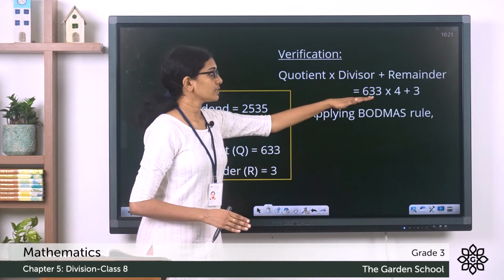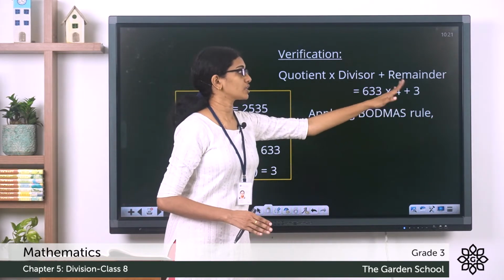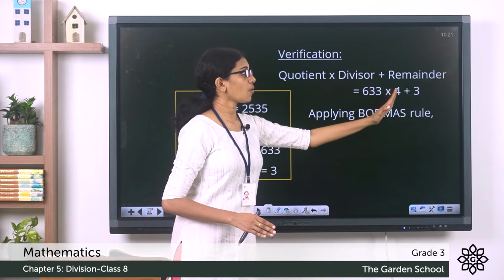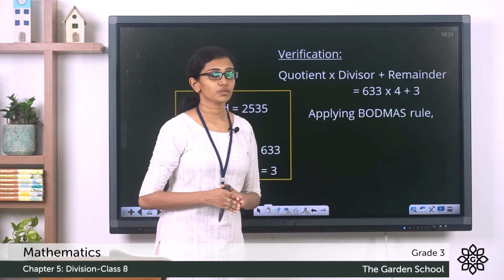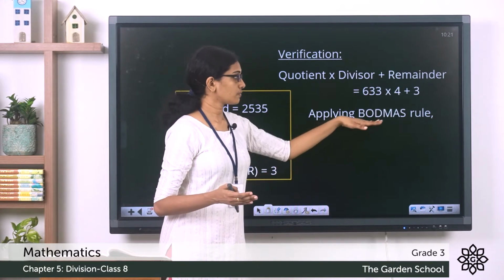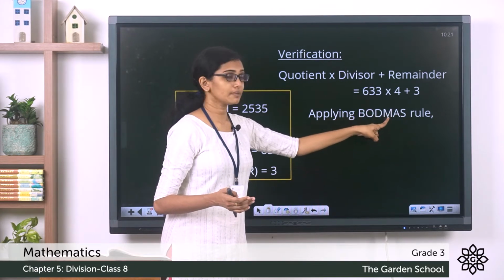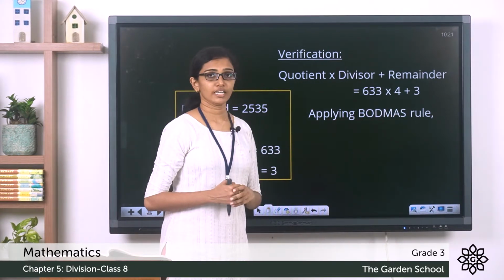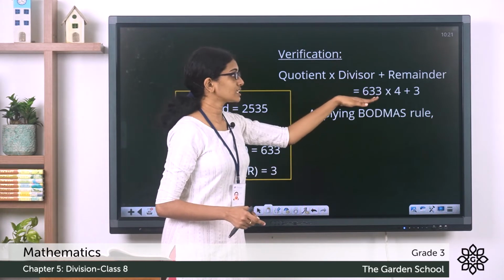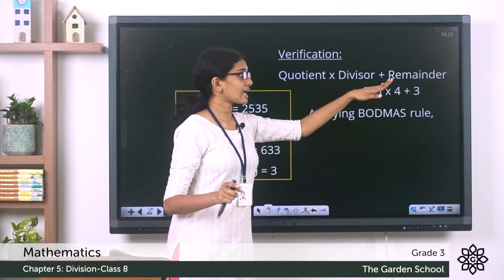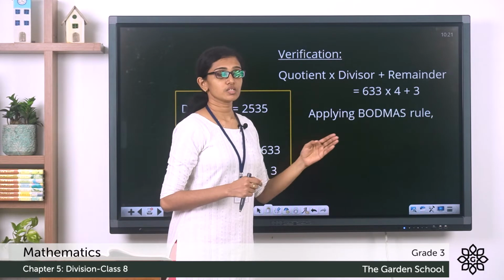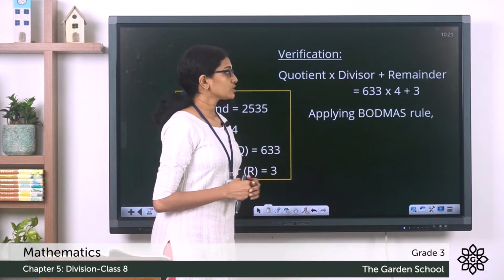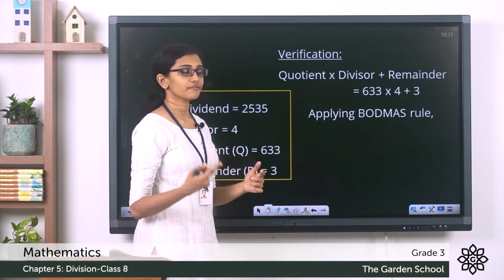So in our question we have a multiplication and addition, 633 into 4 plus 3. So which one do you have to do first? From the BODMAS rule, you have to do multiplication first and then addition. So you have to do 633 into 4 first, then do the addition, which is plus 3. So let's do 633 into 4 first.